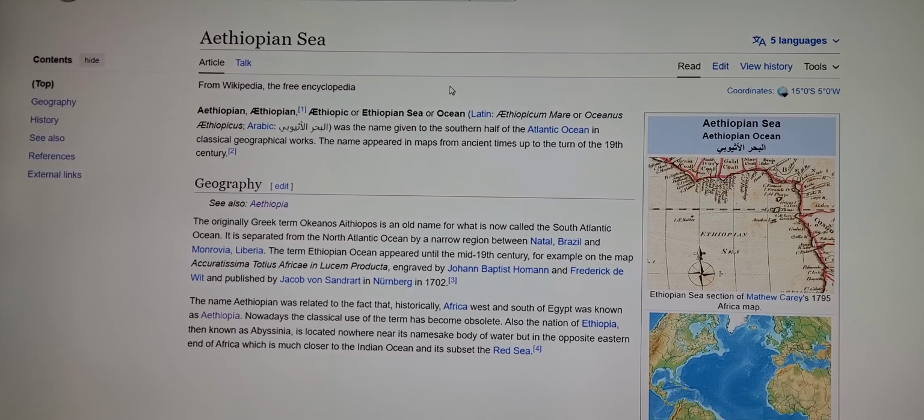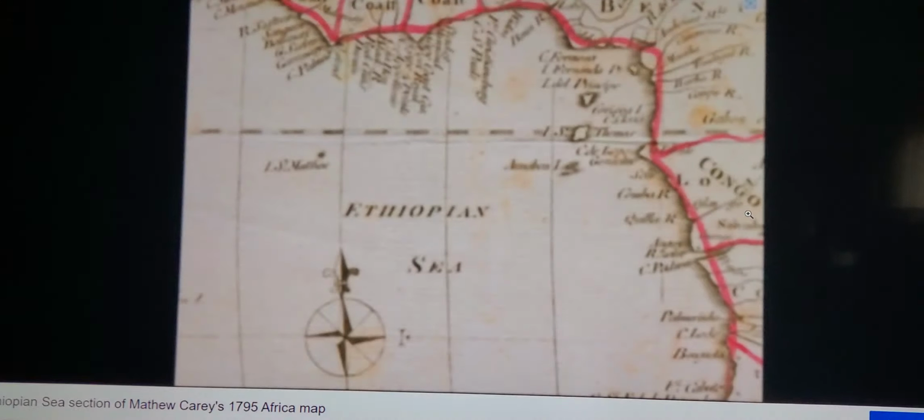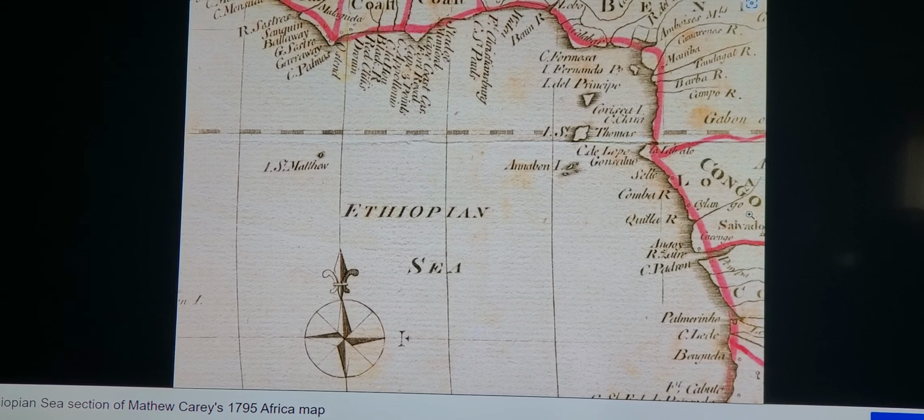Ethiopia. Okay. If you do some research, you will find that Ethiopia was the term used for southern and western Africa, which the Greeks and Romans considered the inhabitable zone. Okay. Now, you see a map here with the Ethiopian Sea. The southern Atlantic was the Ethiopian Sea or the Ethiopian Ocean.